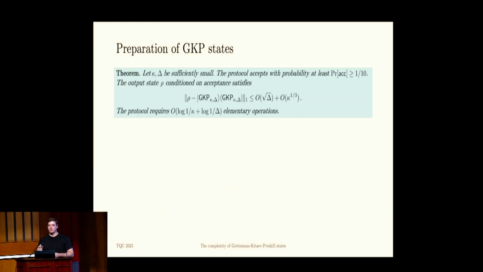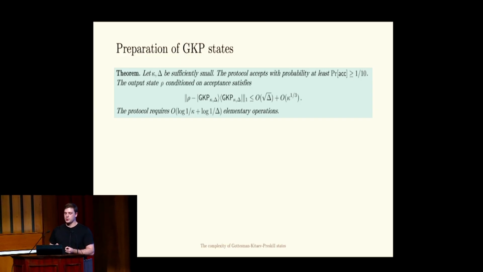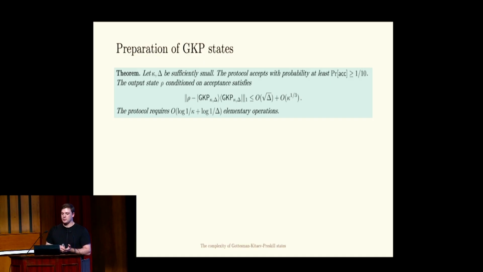Okay, so if you tweak the parameters right, so the number of repetitions of this peak doubling and the acceptance interval, so at what point we reject if we measure too far away from the origin, we find that for sufficiently small parameters kappa and delta, this protocol accepts with probability at least 10%, and the output state conditioned on acceptance is polynomially close to our target state, requiring only logarithmically many operations in 1 over kappa and 1 over delta.